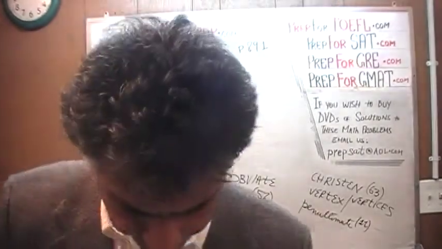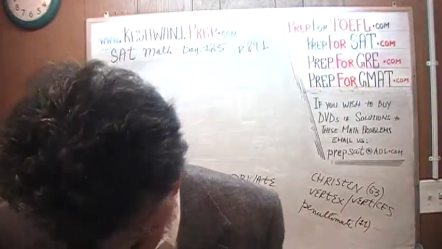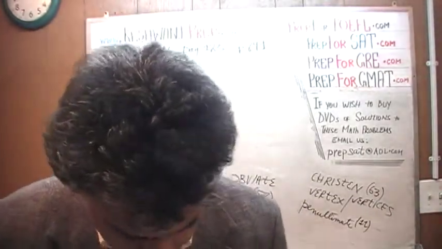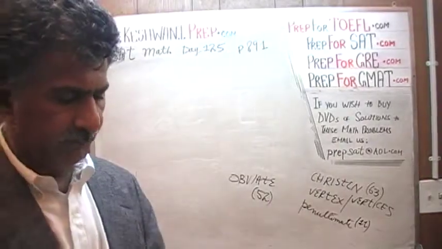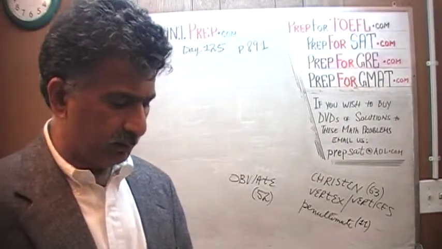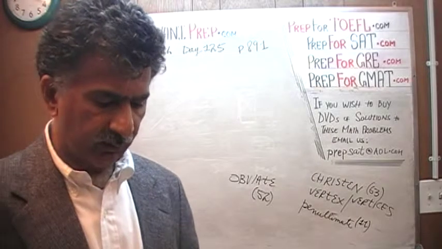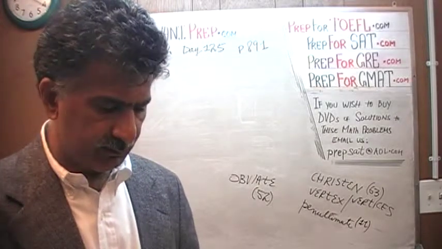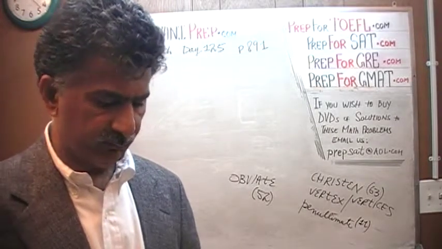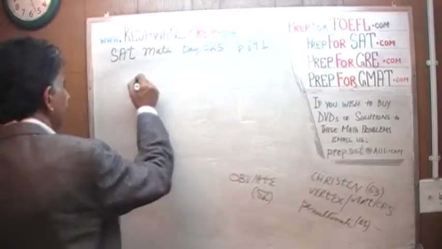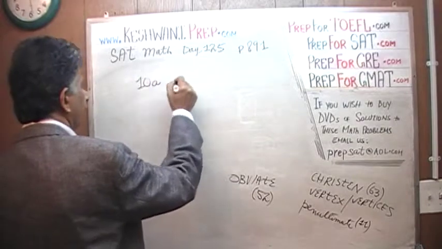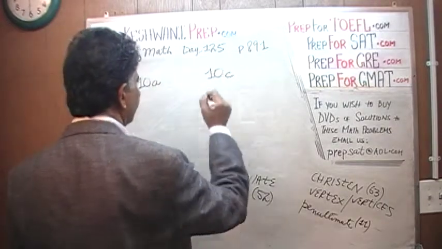We are on page number 891. Problem number 17. Alice and Corinne stand back to back. They each take 10 steps in the opposite direction, away from each other. So Alice takes 10 steps, and Corinne takes 10 steps.